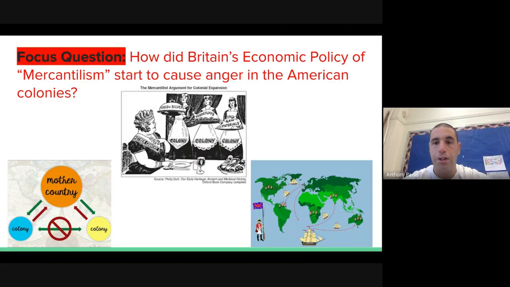You have to have a little general background understanding that before the United States of America was the United States of America, we were controlled by Great Britain. This is something you probably remember learning in 7th grade. We had to listen to Great Britain and their king and their rule while we were in the colonies in some sort of ways. So we're going to see how Britain's economic policy, which we'll go over soon, started to cause anger in the American colonies.